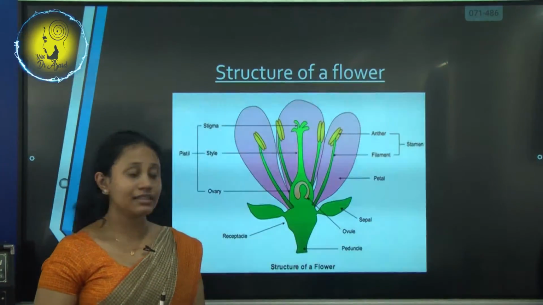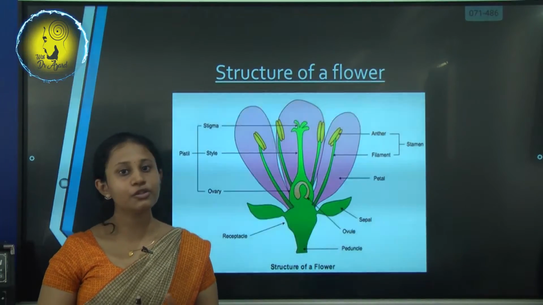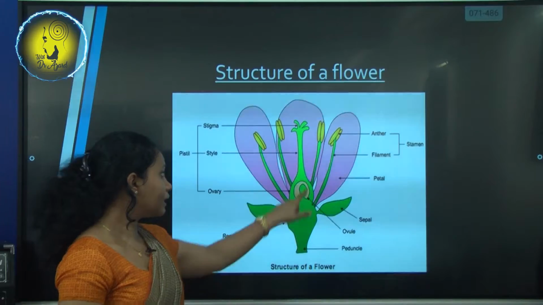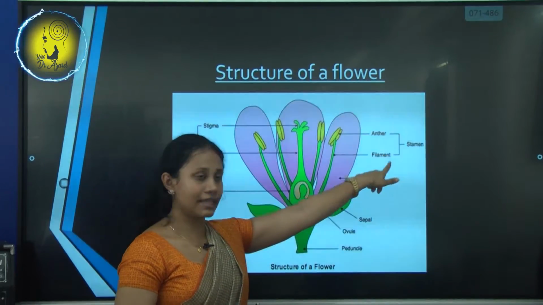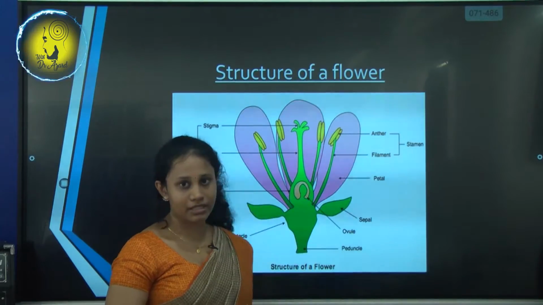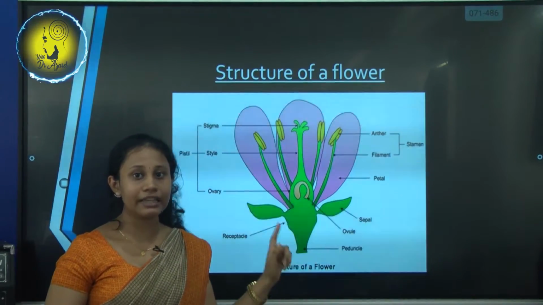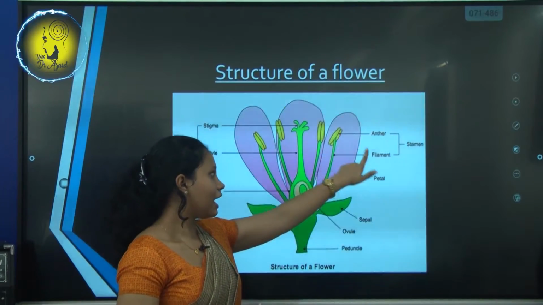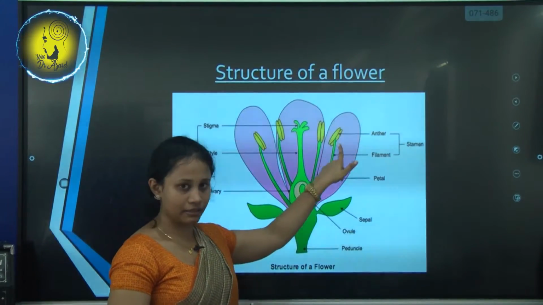Flower is the reproductive organ in plants. And here you can see the structure of the flower. Usually the flower contains both male and female parts. The male part of the flower is called stamen, and it has two main parts, the anther and filament. Anther produces the male gamete, which is known as the pollen grains. It is produced here, and filament is there to support the anther.